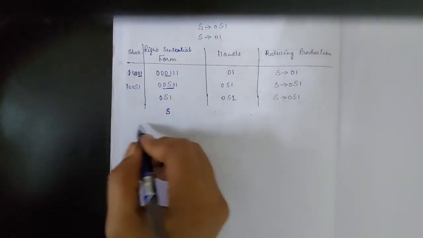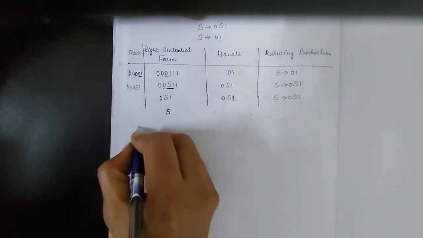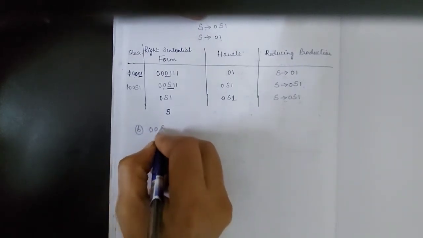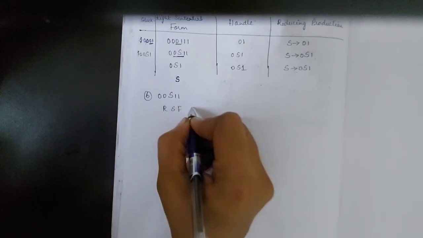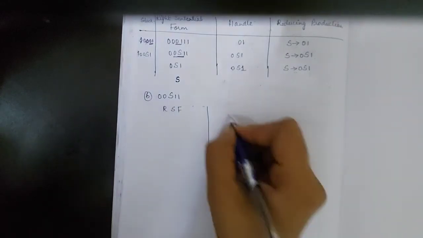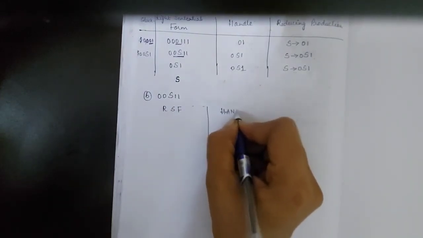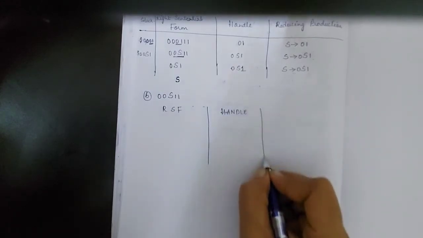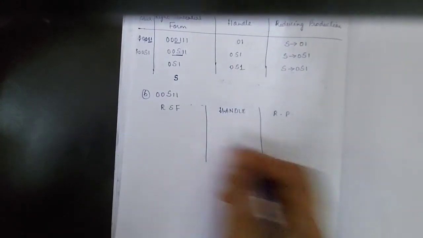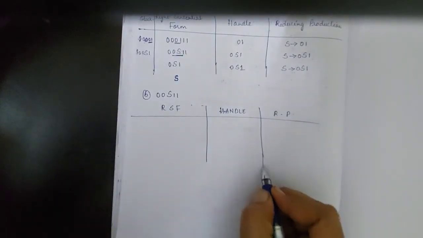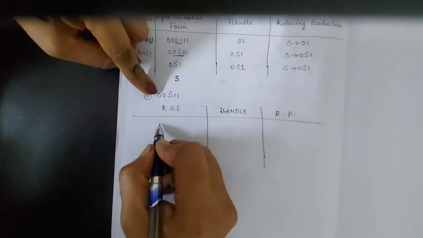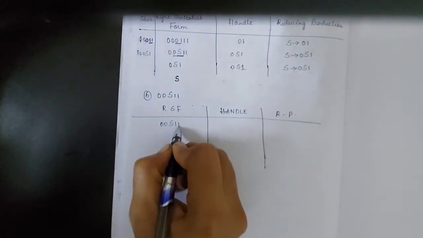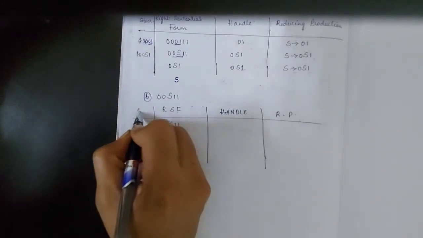Now let us find the handles for this input string, which is 00S11. In the same way, we will use the right sentential form, as well as the handle and the reducing production. What is the input string that has been given to us? It is 00S11. This tag is just for reference.